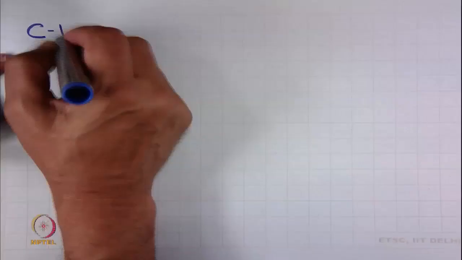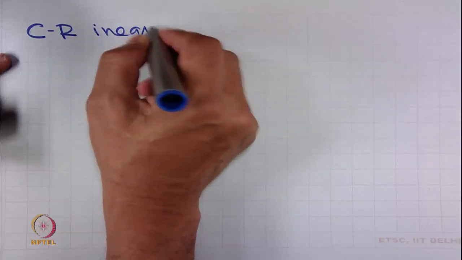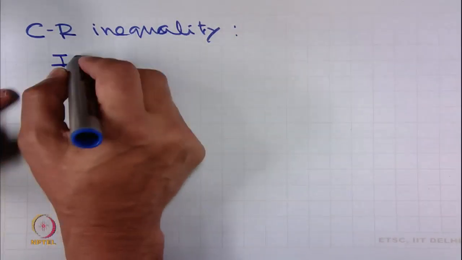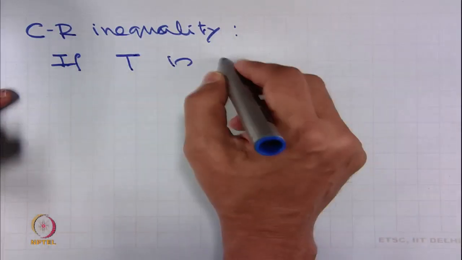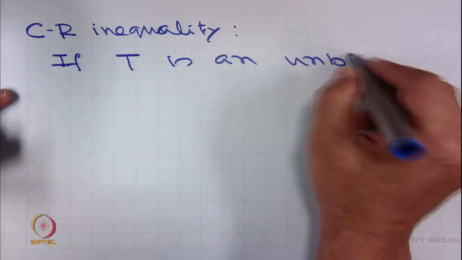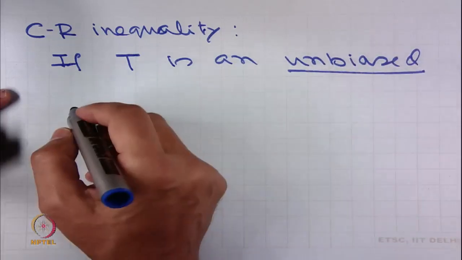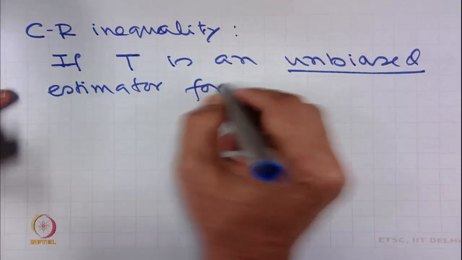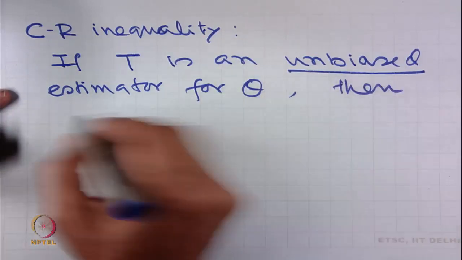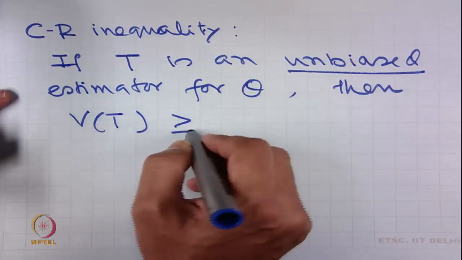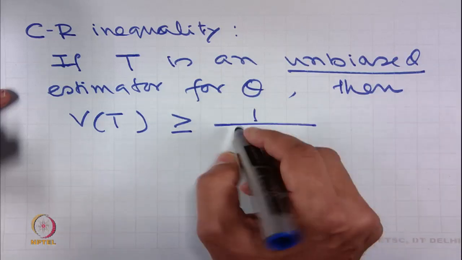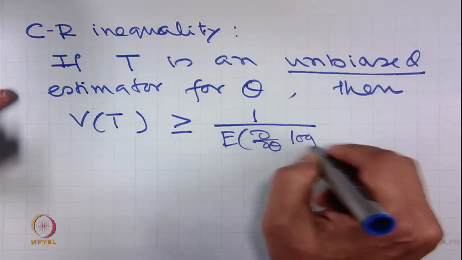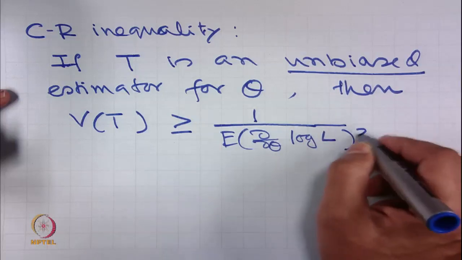The CR inequality, or Cramer-Rao inequality, states that if T is an unbiased estimator for theta, and this is very important, we are looking within the class of unbiased estimators, then variance of T is greater than or equal to 1 upon expected value of del theta log L whole square.